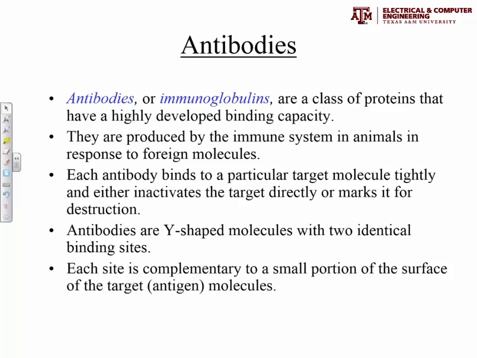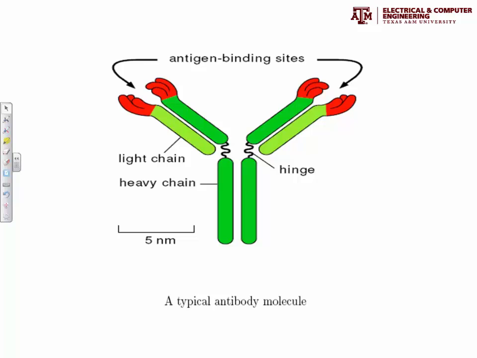Now antibodies are Y-shaped molecules, and I'm going to show you a picture in a minute, with two identical binding sites. Each site is complementary to a small portion of the surface of the target antigen molecule. So you look here, this is what a typical antibody will look like. It's a Y-shaped molecule. There are two heavy chains, each a peptide chain, and two light chains, but the shape is like a Y.